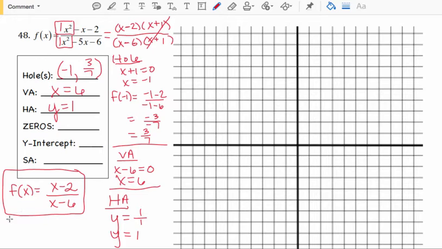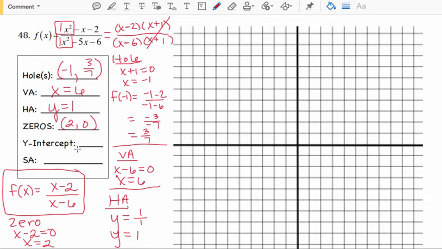Then we have our zeros. You're going to take your numerator and set that equal to 0. Find your x-intercepts, you figure out what makes your numerator equal to 0. And so I have an x-intercept at (2, 0). It's where y equals 0. You don't write x equals 2 up here because that would be a vertical line. You just want an ordered pair, an x-intercept where y is 0.